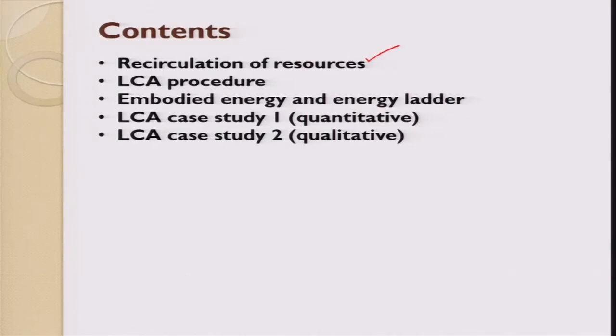First is recirculation of resources. By recirculation of resources, I mean, which I covered in the previous lecture, we can reuse, we can recycle, and then we can dispose. Reduce we are not going to cover here. Reduce is just reducing your consumption, so that is not going to be covered in this recirculation process.